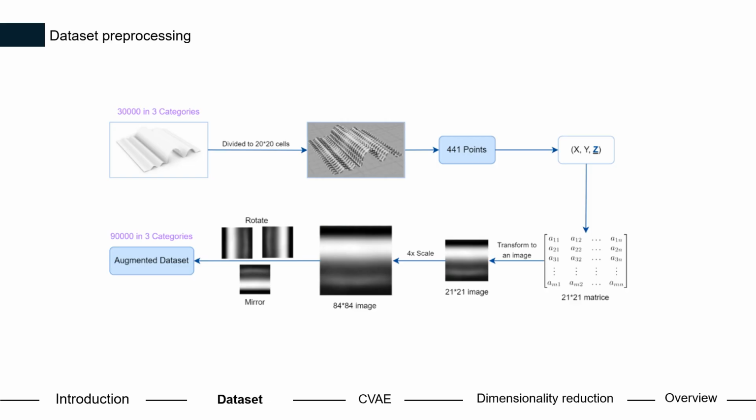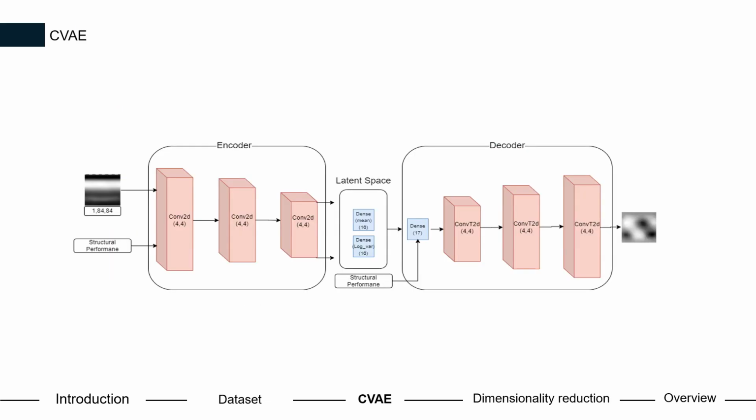We implemented a conditional variational autoencoder with this architecture that you are seeing now. The encoder compresses each shell into a 16-dimensional latent space, and the decoder reconstructs shells conditioned on the maximum displacement value. By embedding a structural performance directly into the latent code, the model doesn't just learn geometry, it learns how performance and shape are connected.